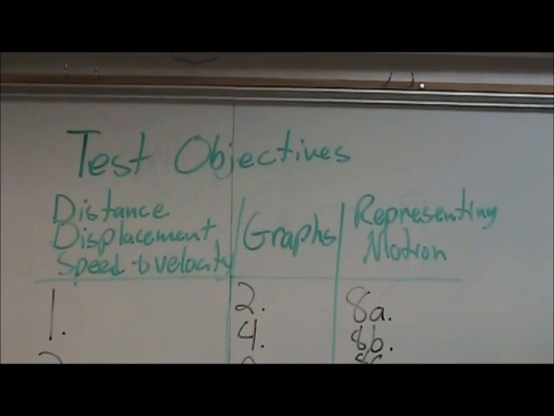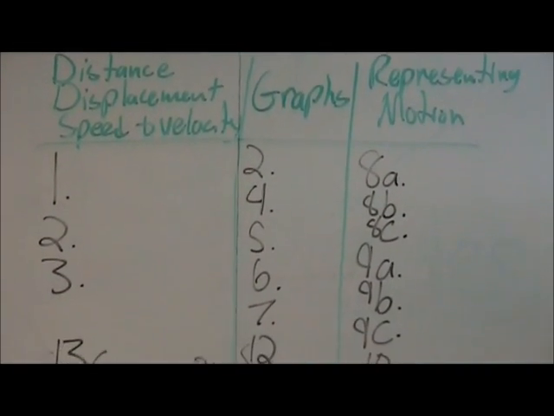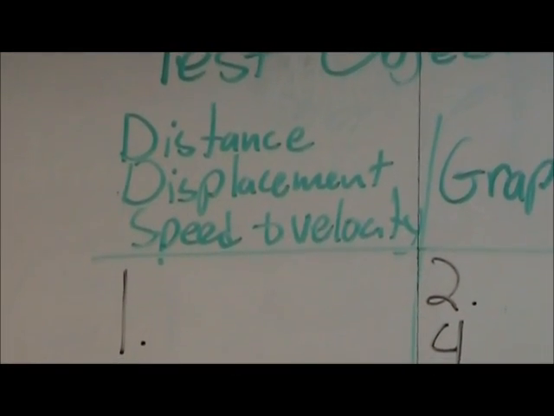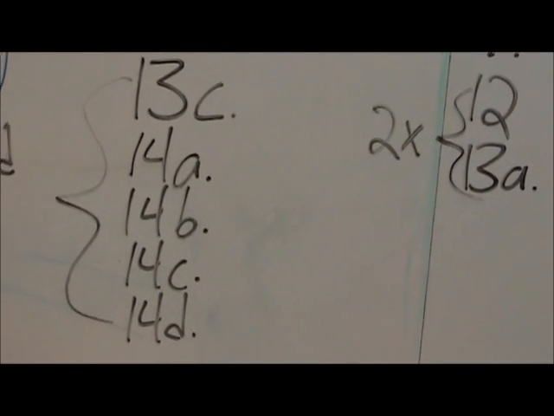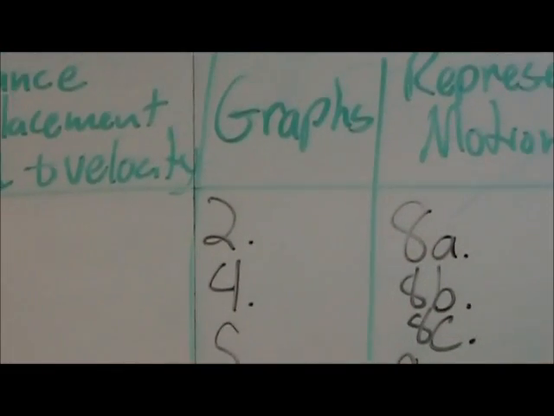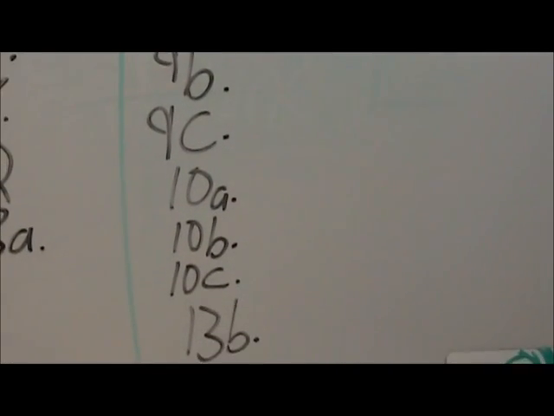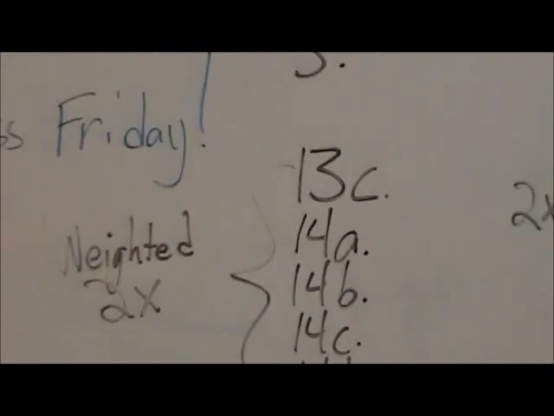The last 15 minutes of class, the substitute will pass back your tests from last class. Here are the objectives for the last test: understanding distance, displacement, speed, and velocity, understanding graphs, representing the motion using graphs, motion maps, and velocity time graphs. 1, 2, 3, 13C, 14A, 14B, C, and D. 2, 4, 5, 6, 7, 12 and 13A, all of 8, all of 9, all of 10, and 13B. You need to weight the non-multiple choice by 2.